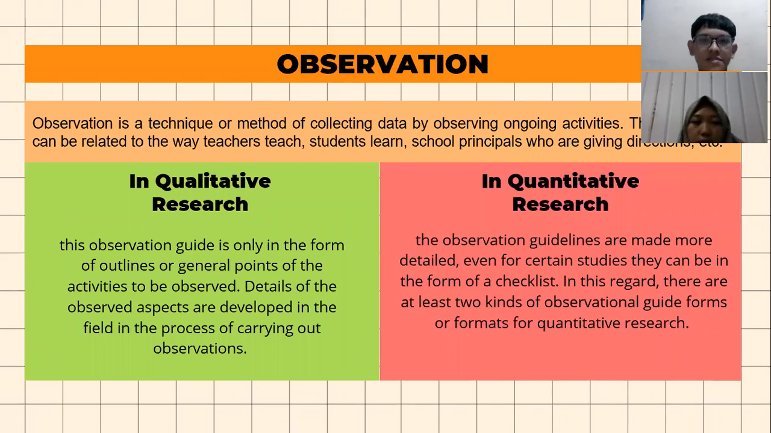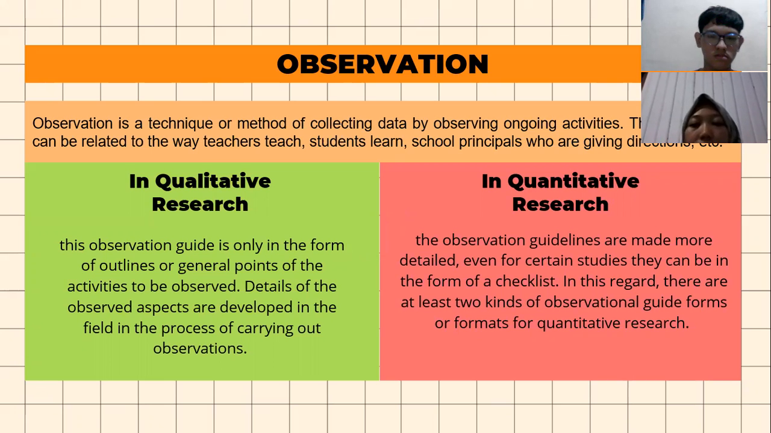Okay, the next is observation. Observation is a technique or method of collecting data by observing ongoing activities. These activities can be related to the way teachers teach, students learn, school principals giving directions, etc. In qualitative research, the observation guide is only in the form of outlines or general points of the activities to be observed. Details of the observed aspects are developed in the field in the process of carrying out observations.